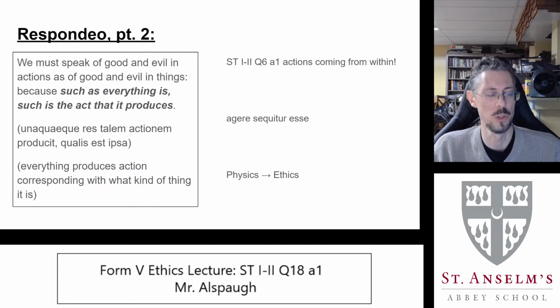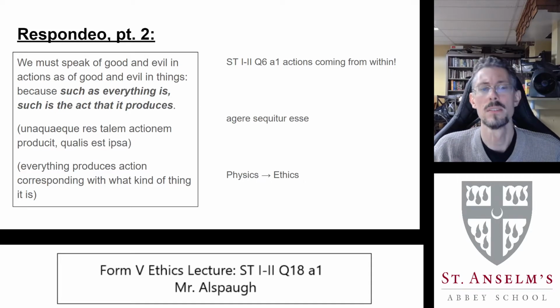There's going to be some level of interpretation in the English. But if you know Latin, it's easy. It's something, very slavishly, literally: any one thing whatsoever, una quaeque res talem actionem producit, produces such an action, talem actionem producit, qualis est ipsa. What kind of thing it is, it itself is. So that's a little bit goofy. My alternative rendering at the bottom: everything produces an action or action corresponding with what kind of thing that it is.